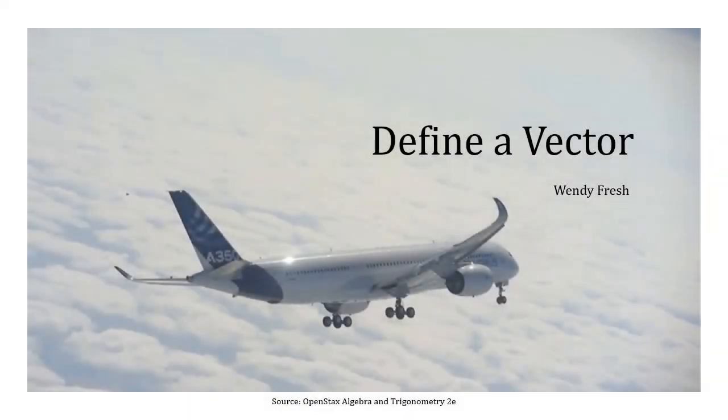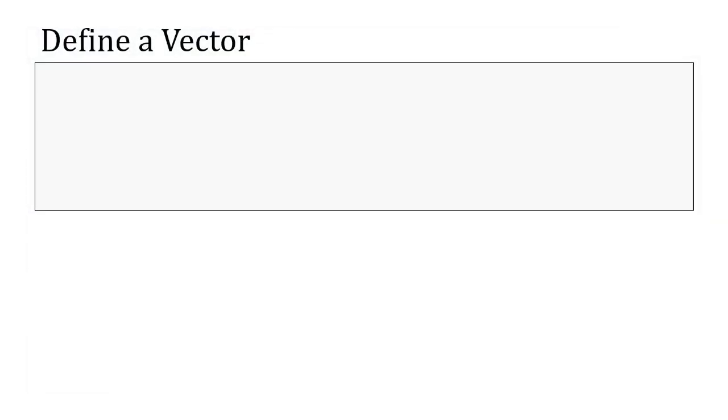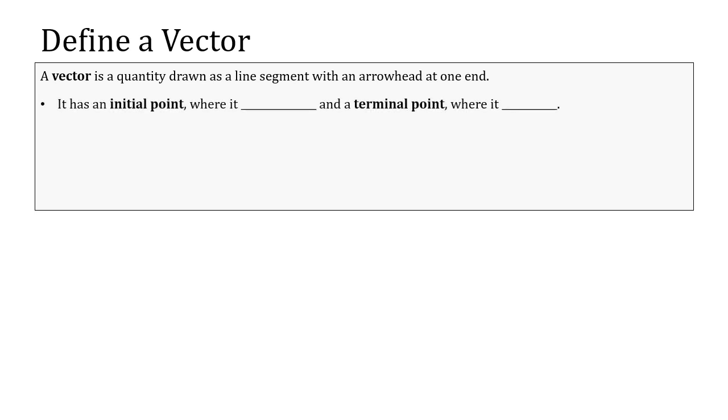In this section, we will introduce vectors, and we'll begin with the definition of a vector. A vector is a quantity drawn as a line segment with an arrowhead at one end. The vector has an initial point where it begins, and it has a terminal point where the vector ends.